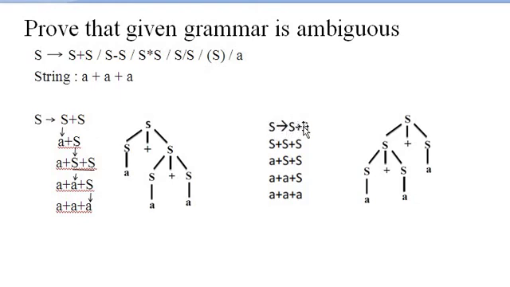Now s gives s plus s. S gives s plus s. Now this s gives a and this s gives s plus s. So again s plus s plus s. Then s gives a, s gives a and s gives a. So your input is a plus a plus a. From this input string a plus a plus a, you can draw more than one parse tree for the given input string. So this grammar is ambiguous.